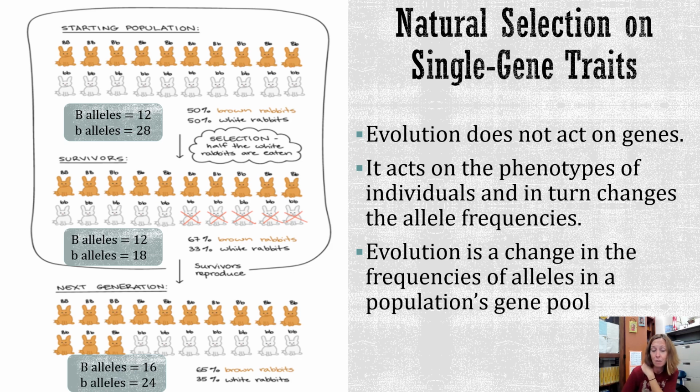Okay, that's what they did when they reproduced. Look at how we started. We started at 50-50. Now we have more than 50-50 if you look at your browns. They're more than one row. So the allele frequency had to have changed because the phenotypes changed. And the phenotype is driven by the genotype.